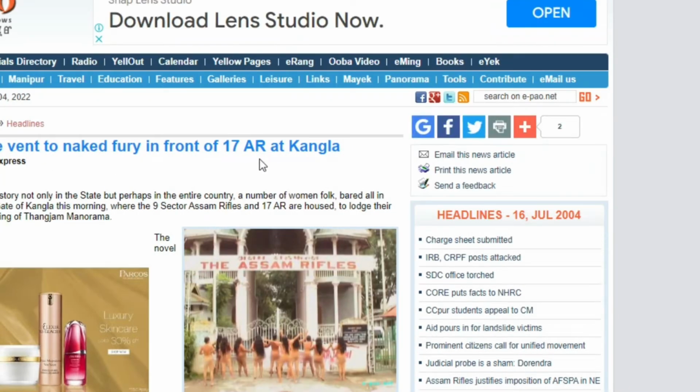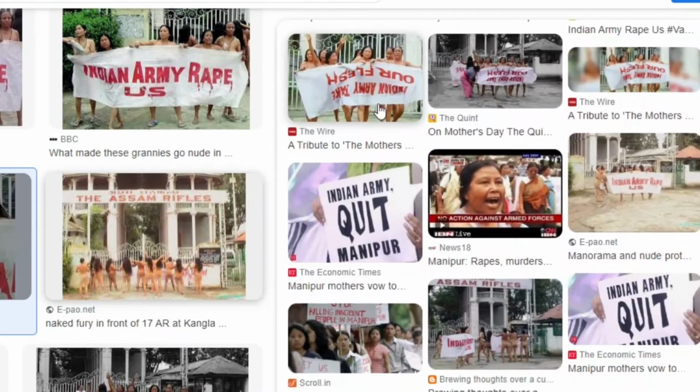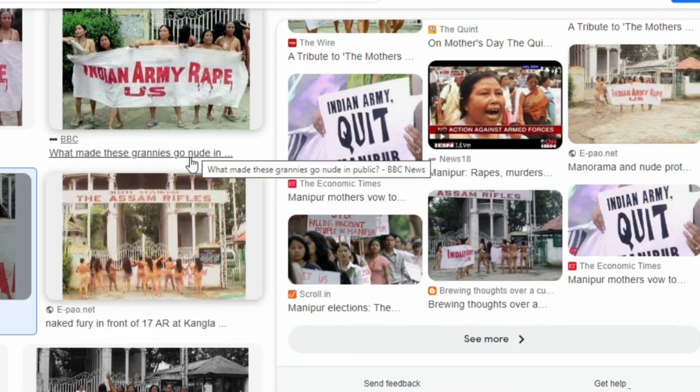So if you want to write about this, the reference I can tell you is the women's nude fury against the 17 Assam Rifles at Kangla. Okay, the place is Kangla. So if you want to write about this Kangla protest, what you have to do is first go into the history of that women's rape, and how the army was installed in Assam. I think you have to go back 40 to 50 years of history for that. Only then will we be able to understand it. So nothing comes so easily.